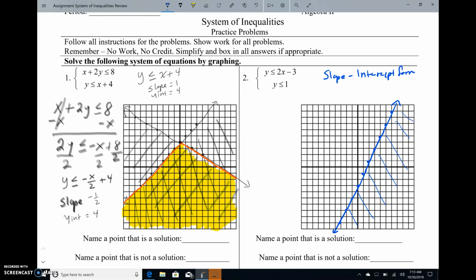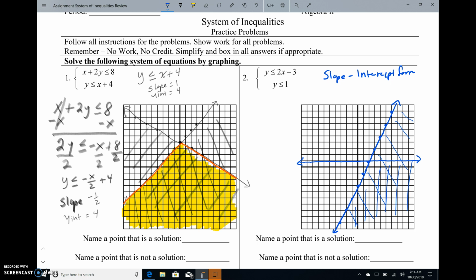Now you notice that the second inequality is missing the x. So we know that the slope will be 0. Therefore, it's a horizontal line. And we have y is less than or equal to 1. So this horizontal line is going to go through 1. And it's going to be less than, so we have to shade down.